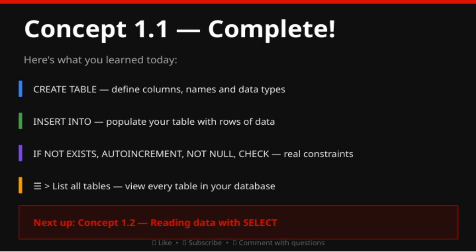Today, we've covered some fundamental SQL commands that are essential for working with databases. We've learned how to list all the tables in your database using the command that shows you everything that's there. We also discussed key constraints like if not exists, autoincrement, not null, and check, which help ensure your data stays accurate and reliable. Then, we looked at how to insert data into your tables with insert into, a vital step for populating your database. And finally, we talked about creating tables with create table, where you define your column names and data types, building the structure for your data.